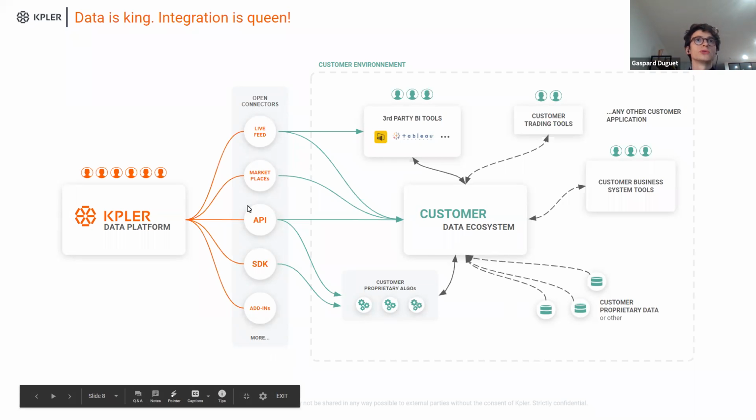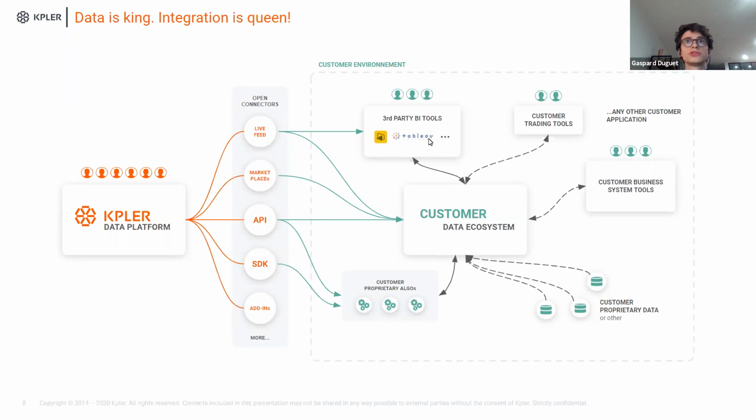So what are those? These are the kind of things you might find on the market. There are live feeds so that you can plug into third-party BI tools. There are marketplaces. This one we'll cover in 2021 and talk about it next year. And then there are the known ones as well: the API, SDK, and add-in. Those are the ones we are going to cover today in this webinar.